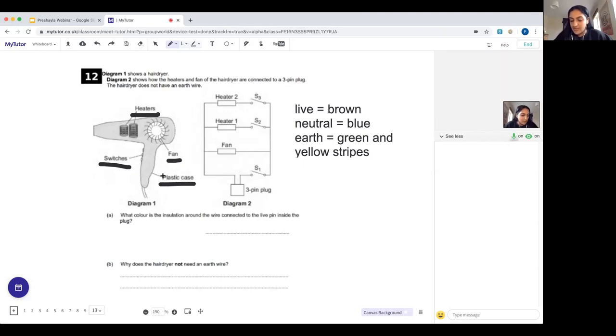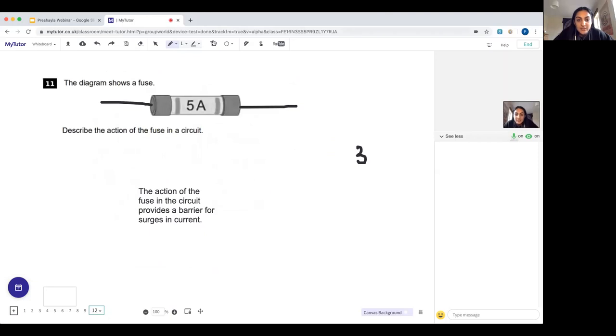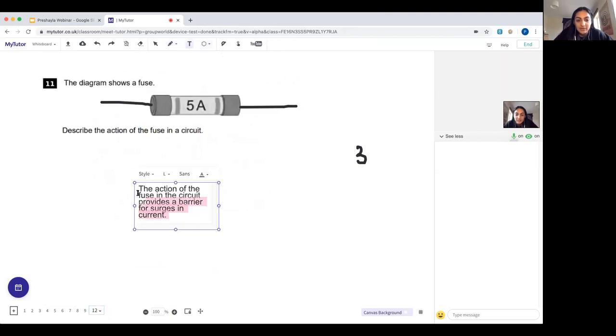Now, I think someone said that they didn't quite understand the previous question, so I'm just going to go over it again and write out the action of the fuse in the circuit. So the action of the fuse in the circuit detects a surge in current which is higher than the fuse rating. This melts the wire in the fuse and breaks the circuit so that current can't flow.